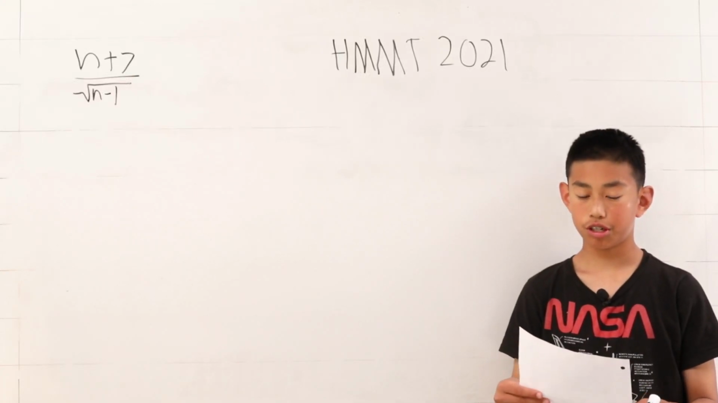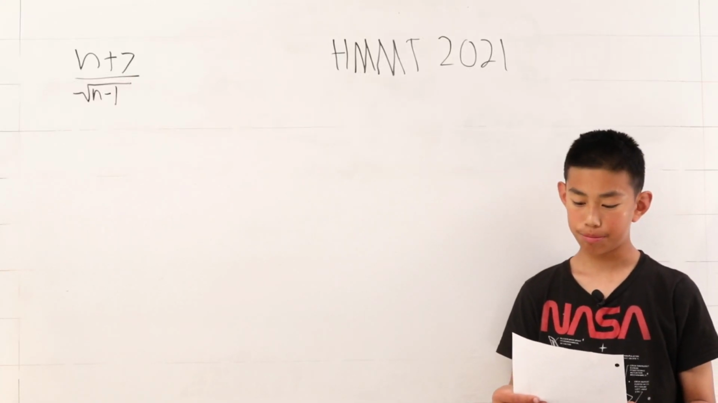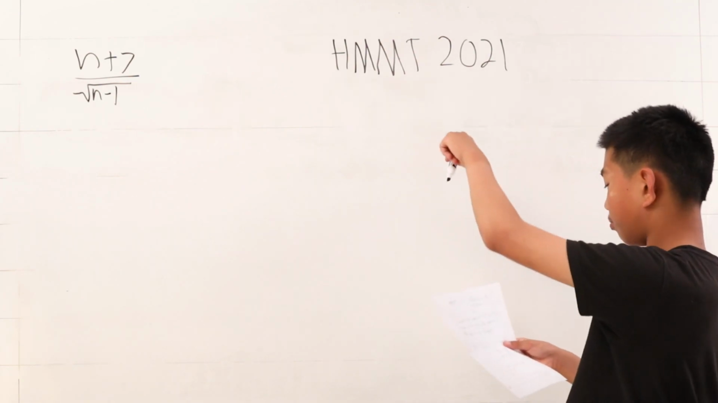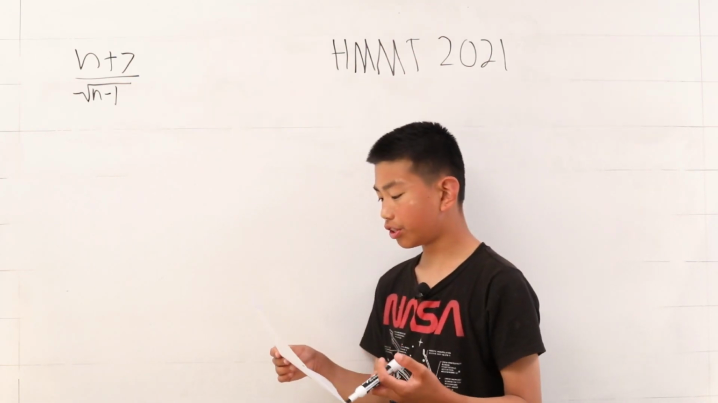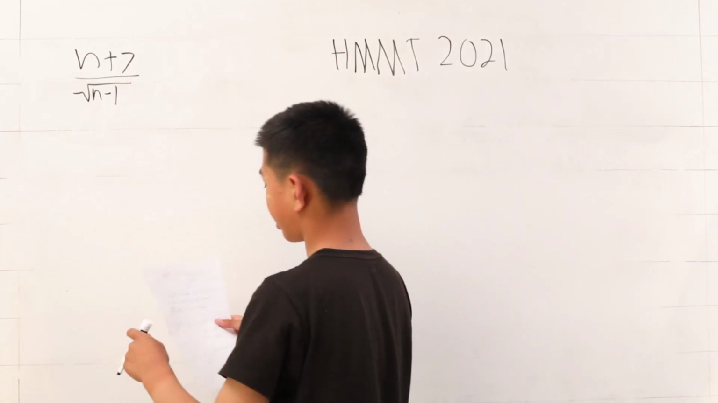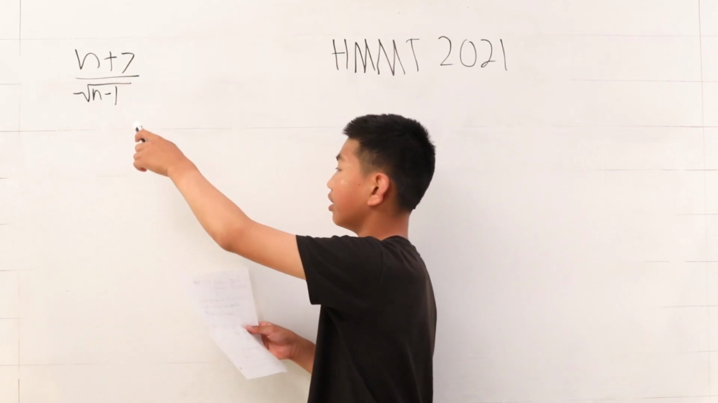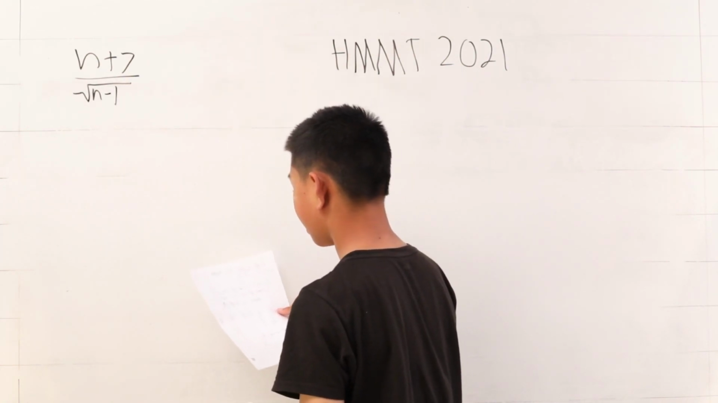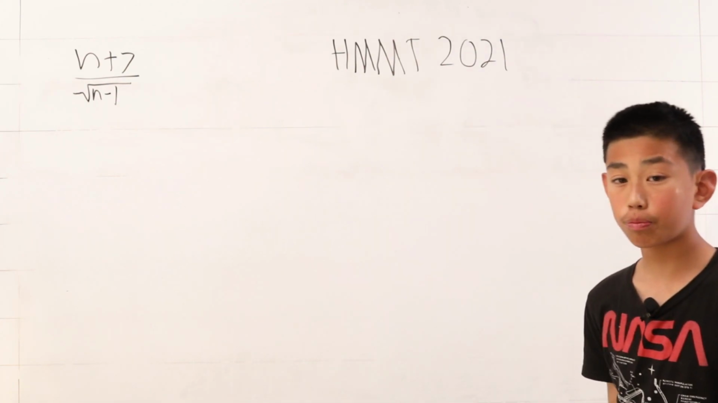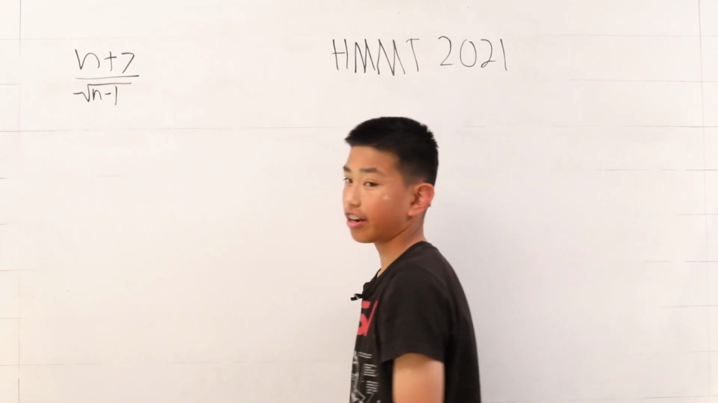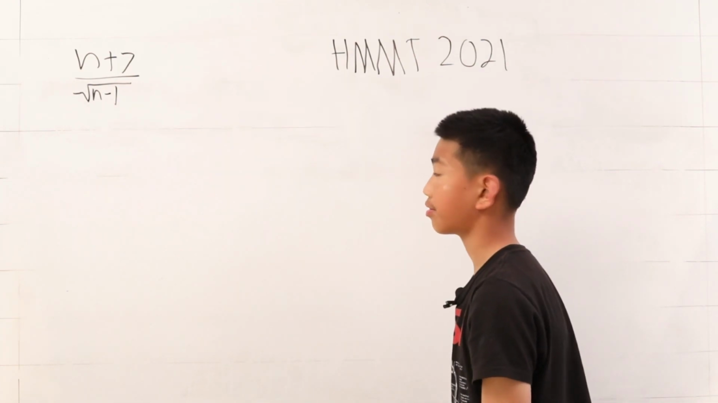Today I'm going to explain a problem from the Algebra and Number Theory round of the HMMT of 2021. Compute the sum of all positive integers n for which the expression (n + 7) divided by the square root of (n - 1) is an integer. So basically, we are given that this is an integer and n is a positive integer.